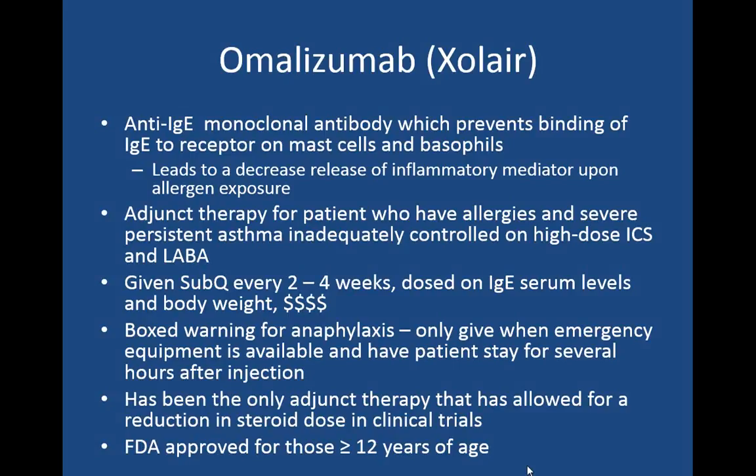Super expensive. A dose of Xolair usually runs, depending on body weight, anywhere from $1,000 to $1,500. Currently, you know, it may get cheaper as time goes on. We talked about that box warning for anaphylaxis, so you have to make sure they have emergency equipment available. And this is approved for kids and adults over 12 years of age.